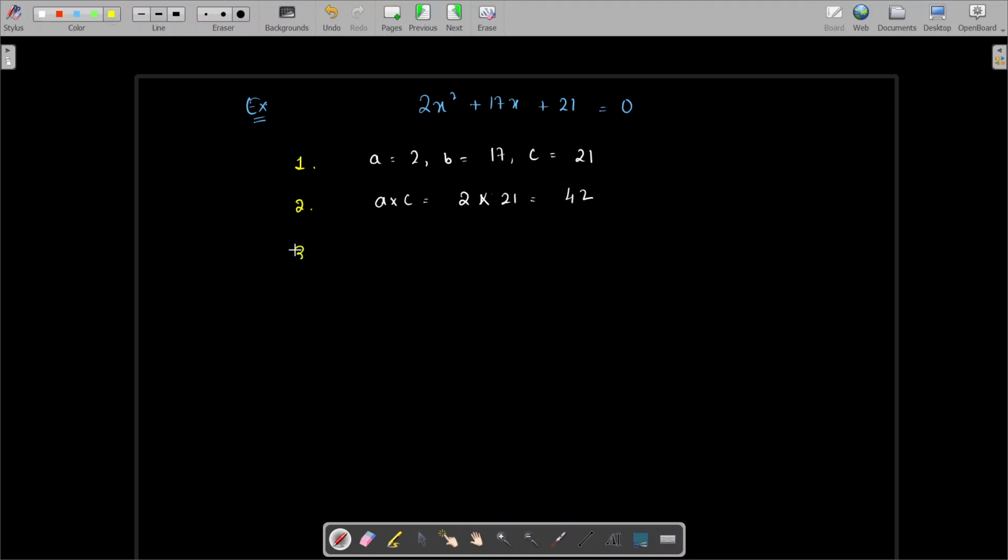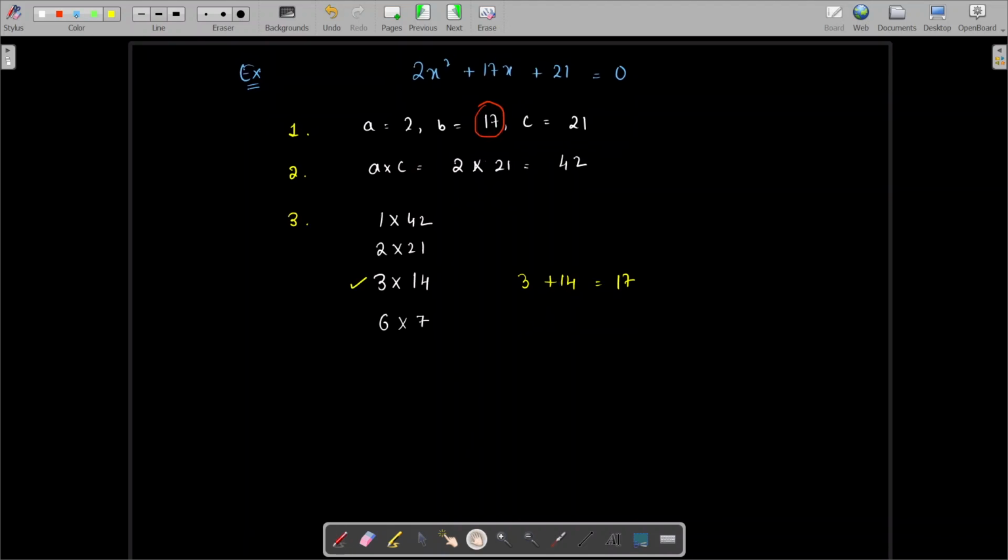Third step, let's write down the factor pairs of 42. So 1 times 42 is 42, 2 times 21 is 42. Remember, we have to find the factor pair which upon adding will give me 17. Right now none of these factor pairs will give me 17. 3 times 14 is also 42, and 6 times 7 is also 42. And now, if you have guessed it by now, this factor pair, if you add 3 and 14, you get 17. So this is the required factor pair.